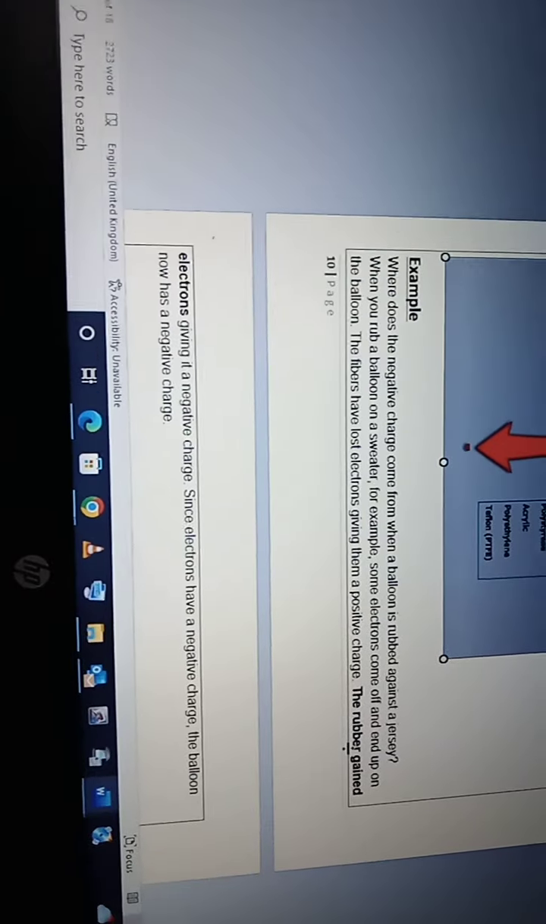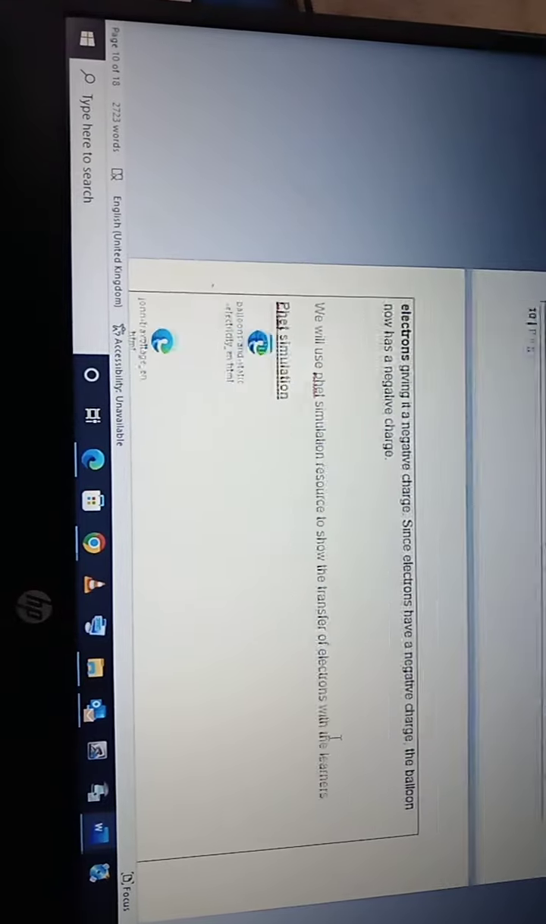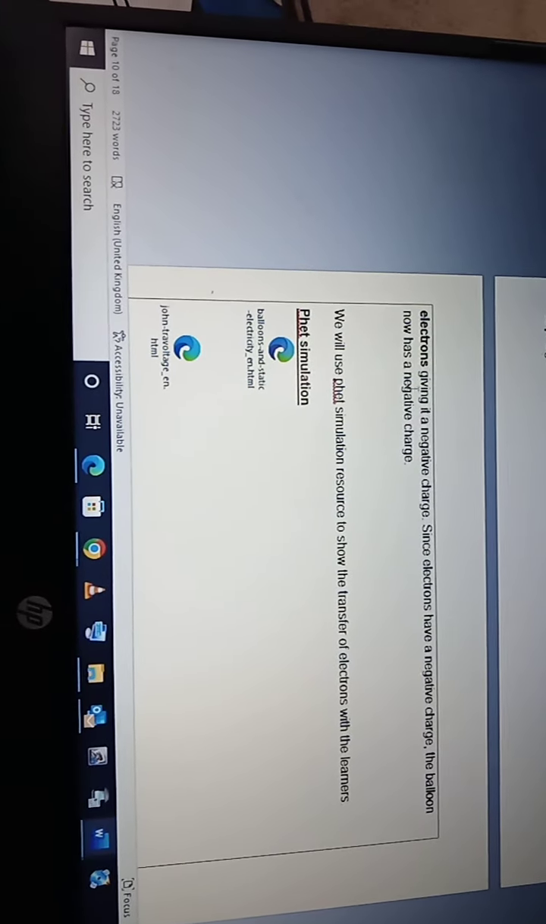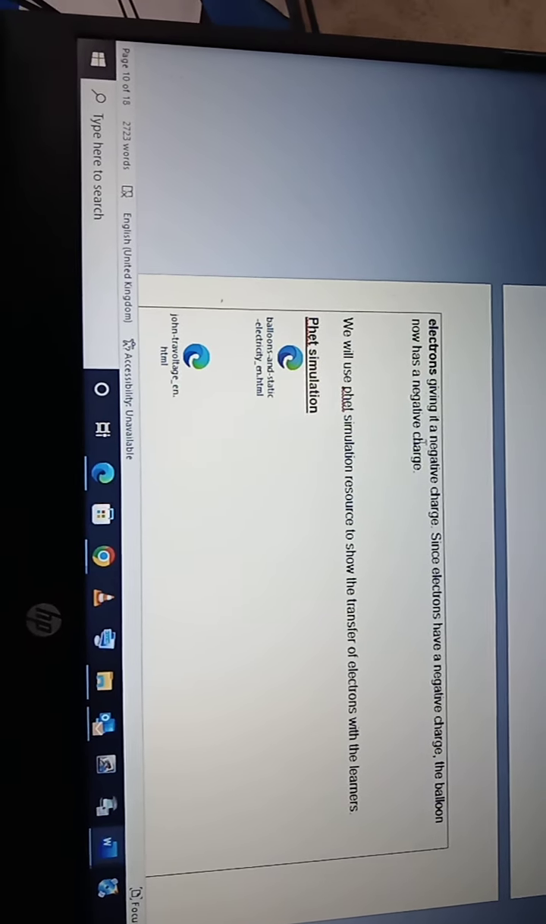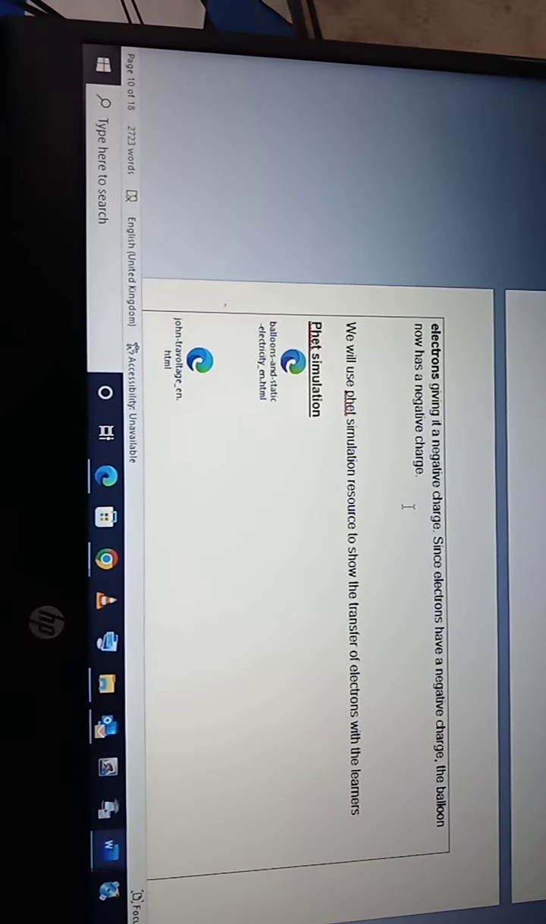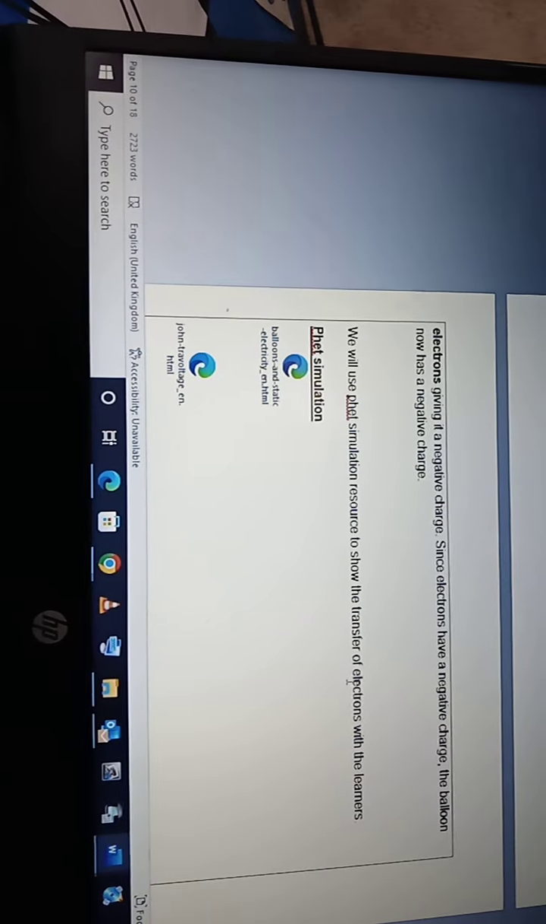When you rub a balloon on a sweater, for example, some electrons come off and end up on the balloon. The fibers have lost electrons from the jersey, giving them a positive charge. The balloon gained what? It gained electrons, giving it a negative charge. Since electrons are negatively charged, the balloon now has a negative charge.